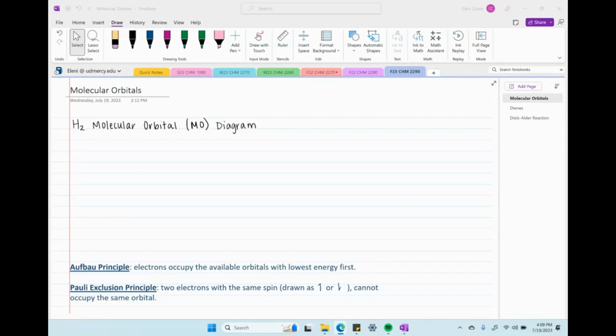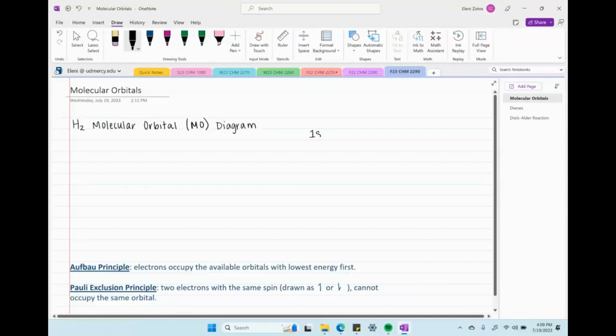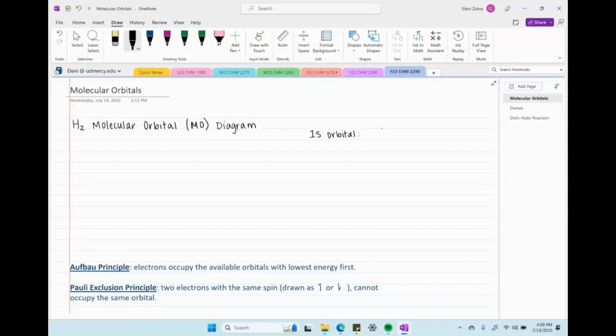And so let's remember the 1s orbital, what that looks like. It is essentially just a sphere. So all of the s orbitals are a sphere. And the 1s is the smallest one, so closest to the nucleus. Okay, so we think about all that as we draw the molecular orbital diagram.